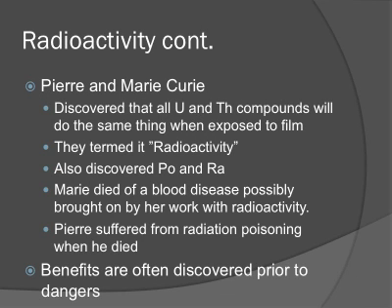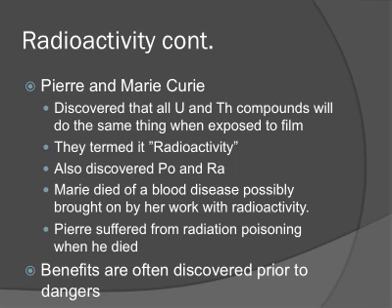Okay, so that was her discovery. It took me 5 minutes to explain the story, but it probably took her months and months of research to figure out. Pierre and Marie Curie, and you've all heard of Marie Curie, haven't you, took her ideas and ran with it. They discovered that all uranium and thorium compounds will do the same thing when exposed to film. So both of these compounds are emitting some sort of rays. They termed this radioactivity, and they also discovered polonium and radium, which are elements that are only made from uranium and thorium. If you don't have uranium or thorium, you're not going to have these elements.